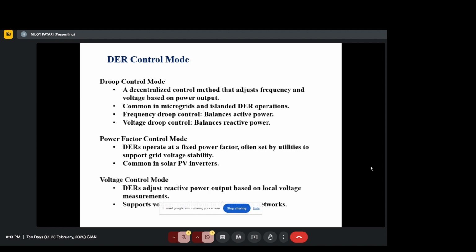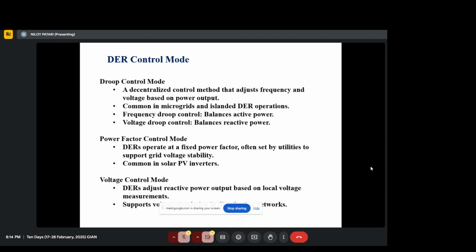Voltage control mode is a bit different. The grid side converter will sense the PCC voltage, which is the point of common coupling voltage. It will sense that voltage and send it back to the control management system, where this sensed voltage is then compared with the reference voltage. Suppose you have a PV inverter and you want to maintain the PCC voltage at 1 per unit.